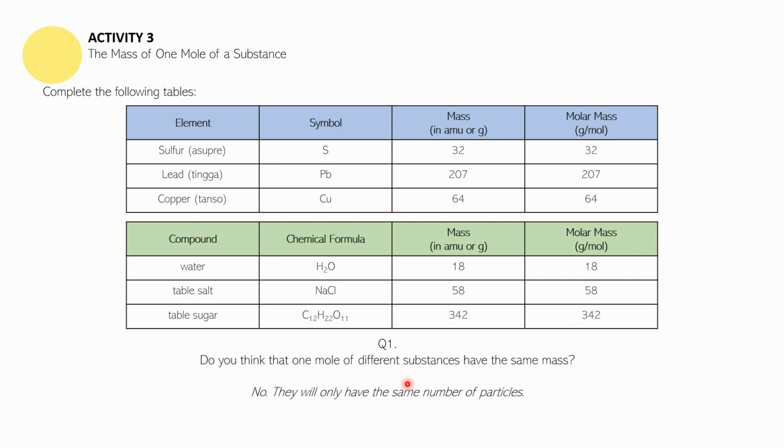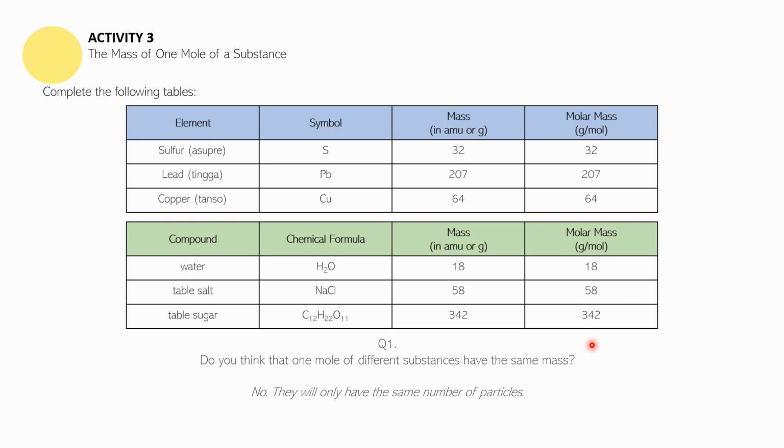So the answer for the first question is they won't have the same mass, but they may have the same number of particles. Different substances are really bound to have different masses. It's like a plastic bottle cap and a soft drink crown. Even if you have 5 pieces each, with the same number of particles, they will have different masses because they are made up of different materials.